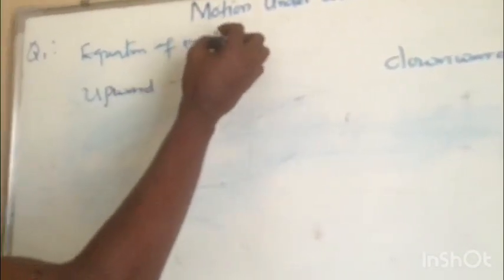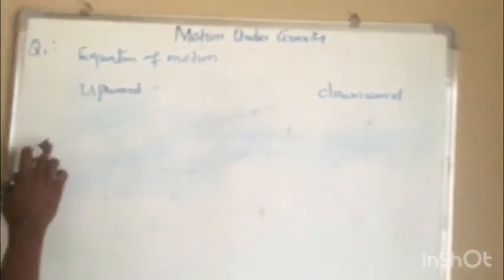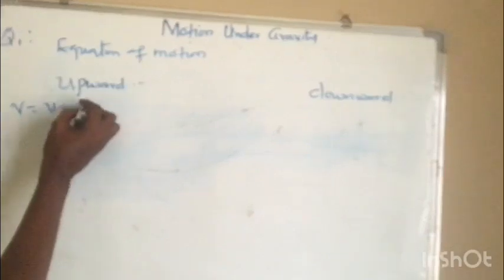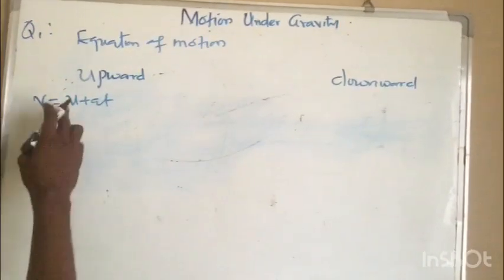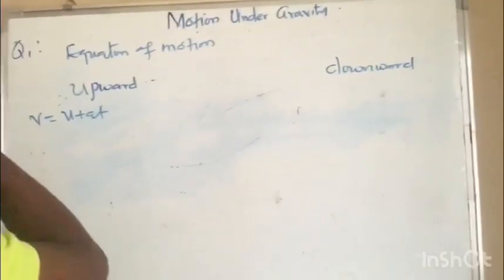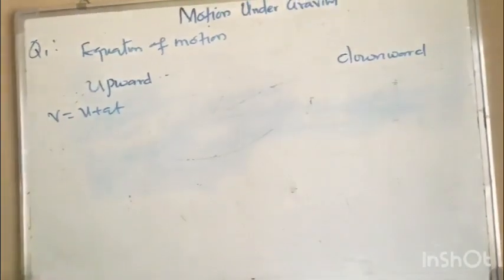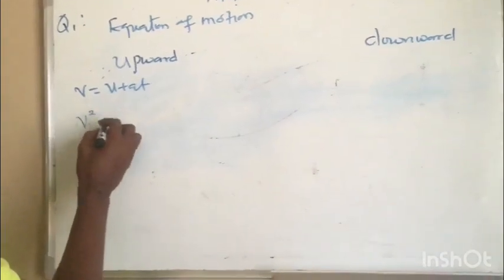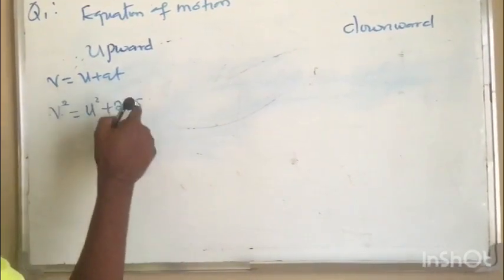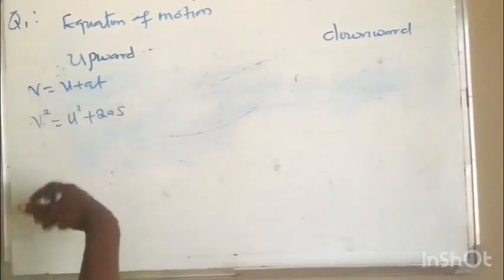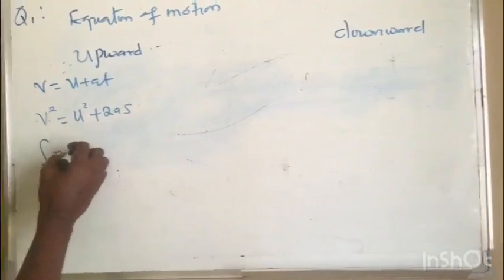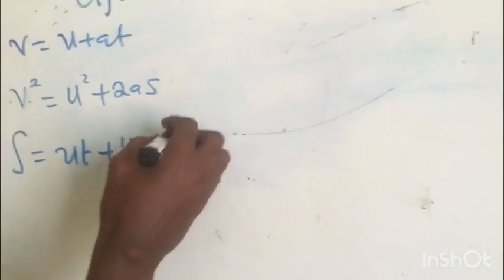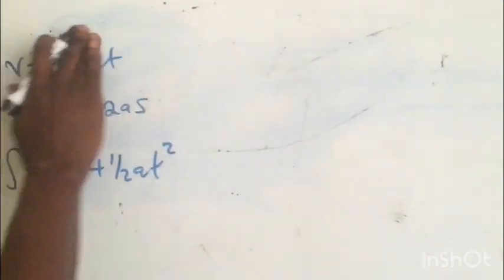And we get this concept from our equations of motion. Our first equation of motion is v equals u plus at, where v is the final velocity, u is the initial velocity, a is the acceleration, and t is the time. Also, we have v squared equals u squared plus 2as. Here, s is our distance; we can use x or we can use h. And the third one is s equals ut plus half at squared.